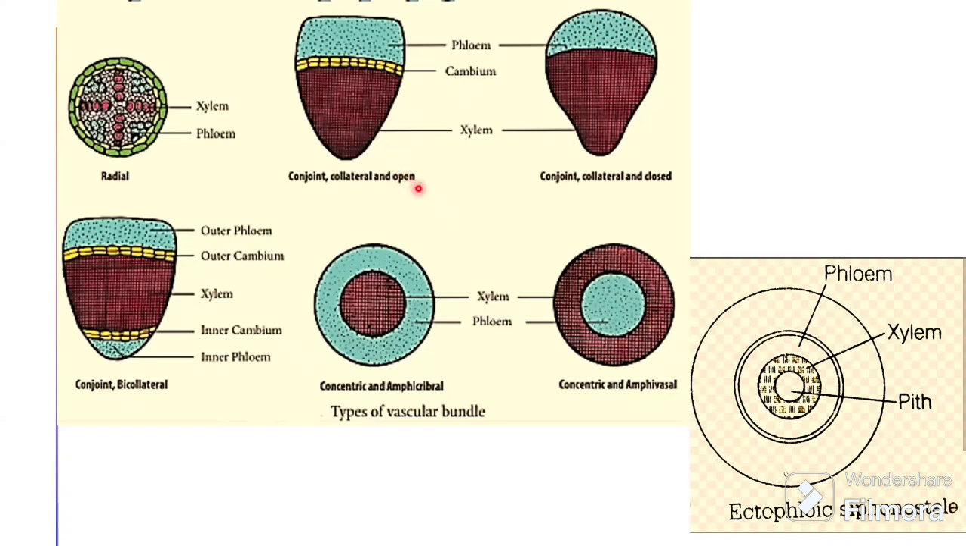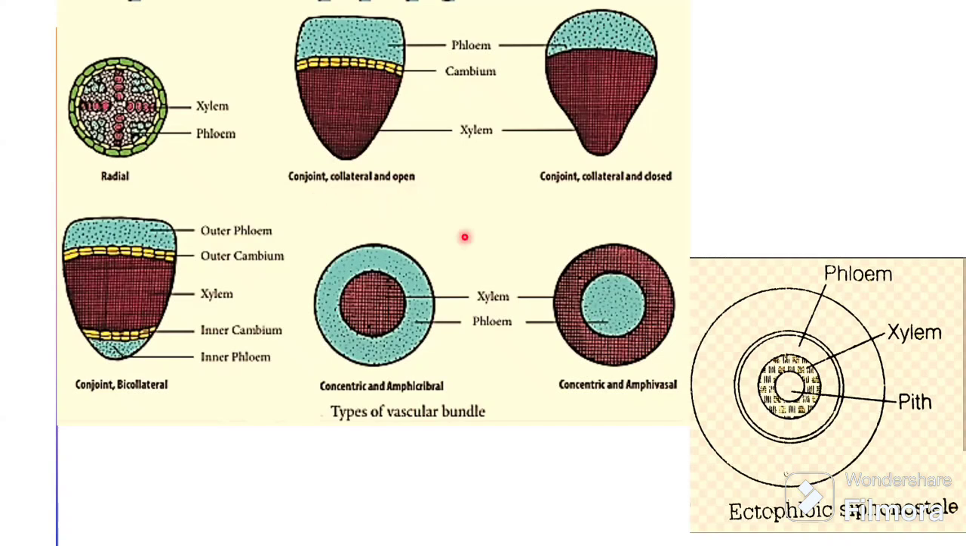Open vascular bundle means that cambium is present. This yellow colored layer is called cambium, which is present, so vascular bundles are called open. And when this layer is absent, we call them closed.